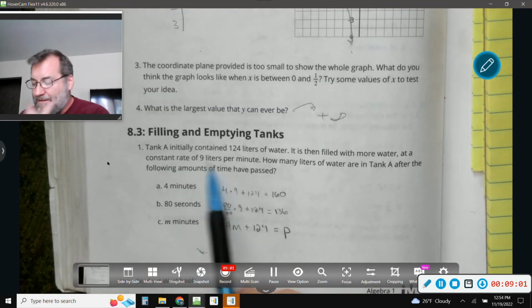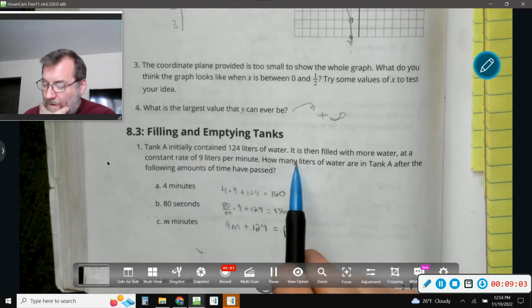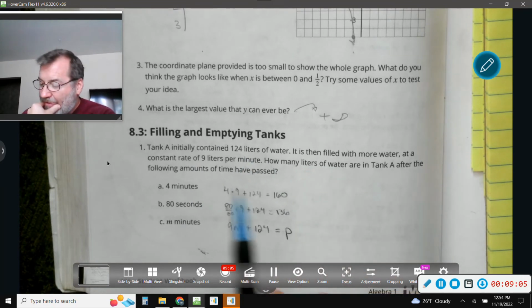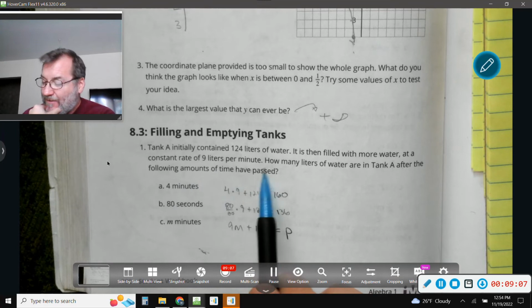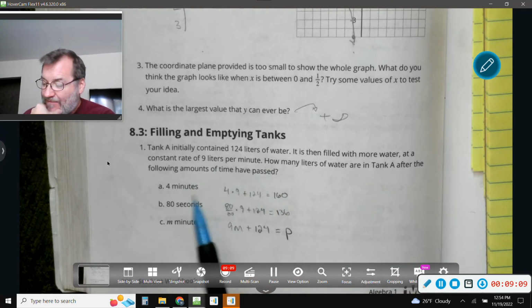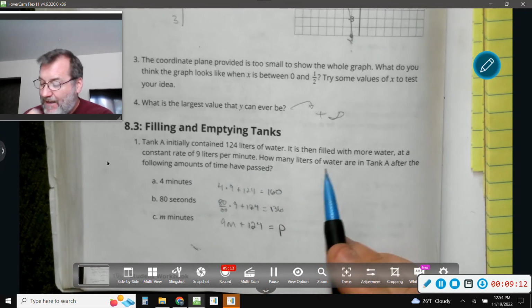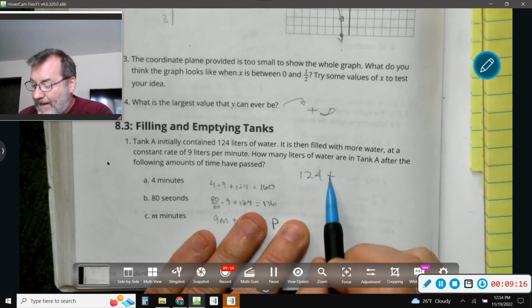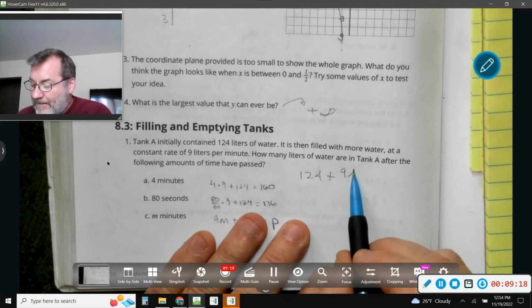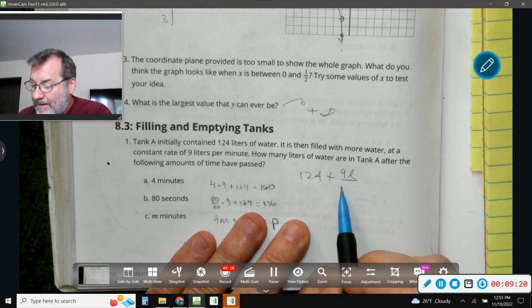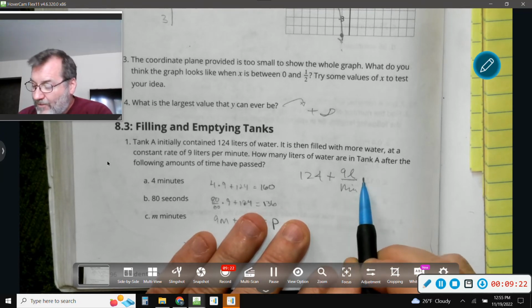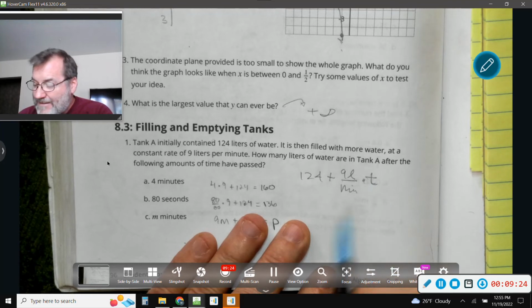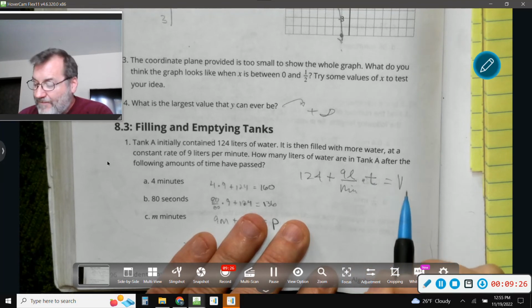Okay, a tank initially contains 124 liters of water. When it's filled with more water at a constant rate of 9 liters per minute, how many liters are in tank A after the following amounts of time have passed? Well, if you start with 124 and then you add 9 liters per minute multiplied by the amount of time, T, that equals your final volume.